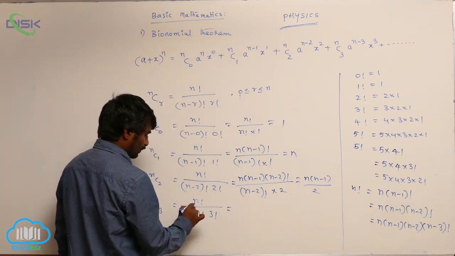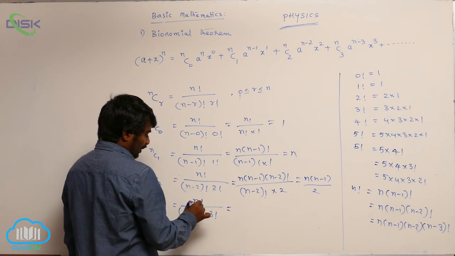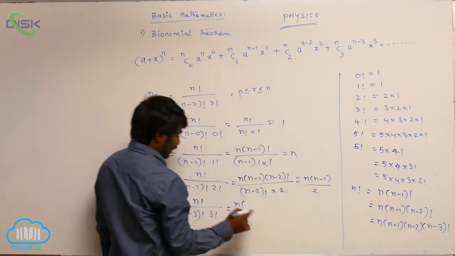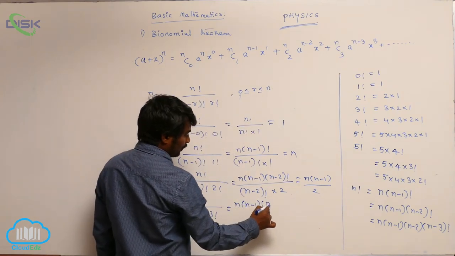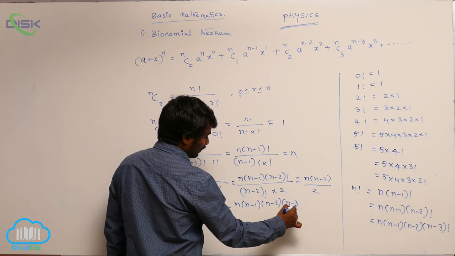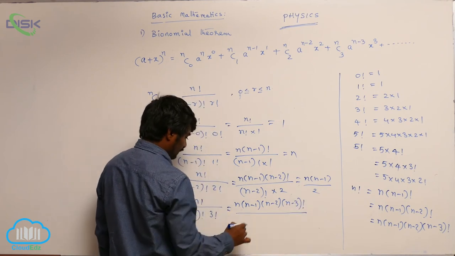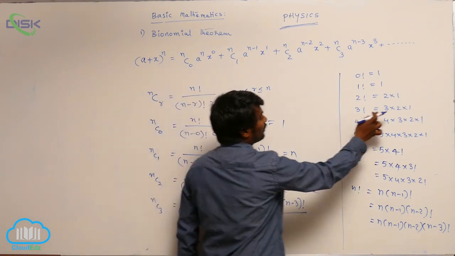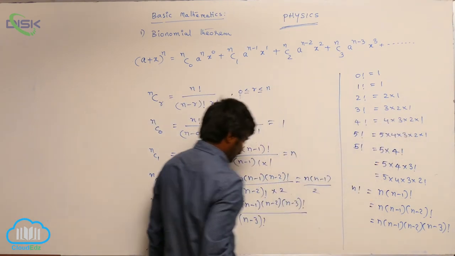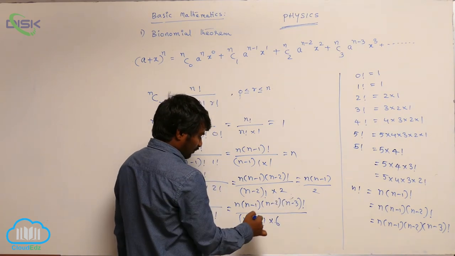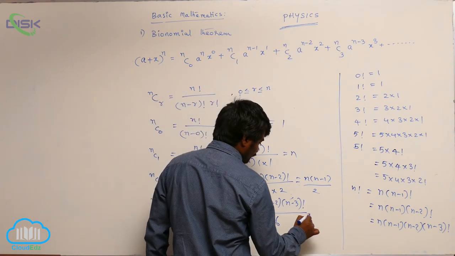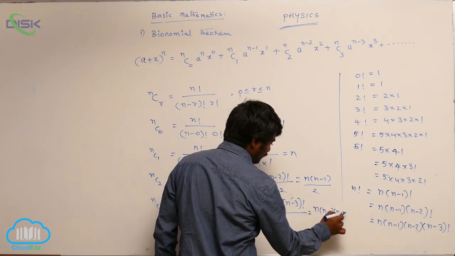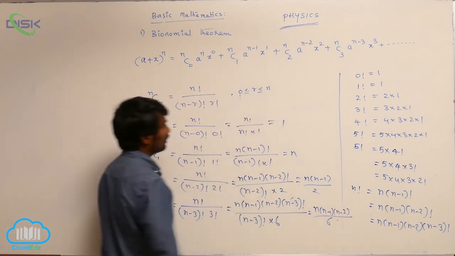In the same way, n factorial I am writing in terms of n minus 3 factorial. By using this, n into n minus 1 into n minus 2 into n minus 3 factorial by n minus 3 factorial into 3 factorial. 3 factorial is 3 into 2 into 1, that is equal to 6. So n minus 3 factorial, n minus 3 factorial cancel. We'll be getting n into n minus 1 into n minus 2 by 6.